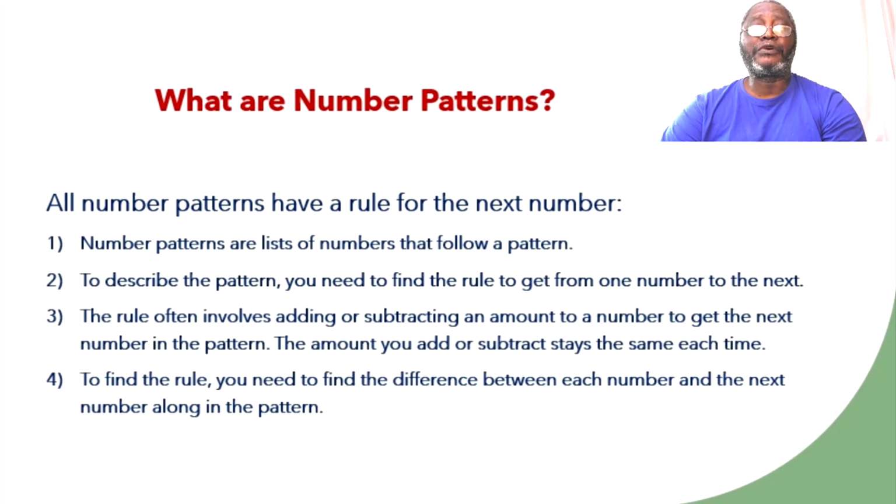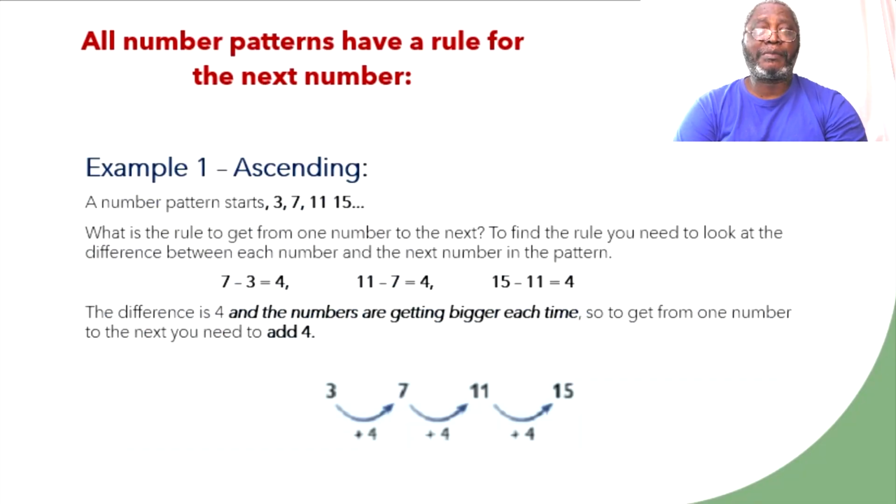So if you're counting 2, 4, 6, then you need to find the difference between 2 and 4, which is 2. In my lesson on multiplication and division, we looked at how to learn the multiplication table, and I think we went through the 7 times pattern, which is counting in 7, 14, 21, and so on. All number patterns have a rule for the next pattern.